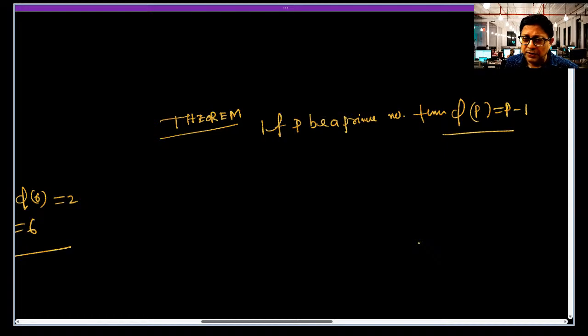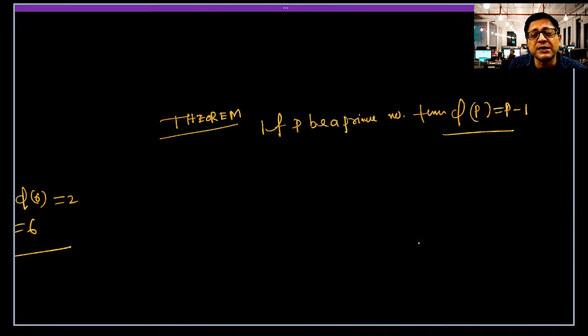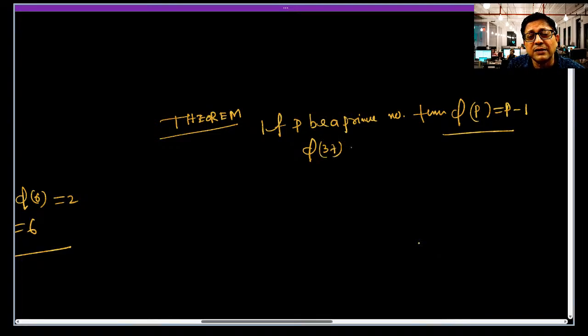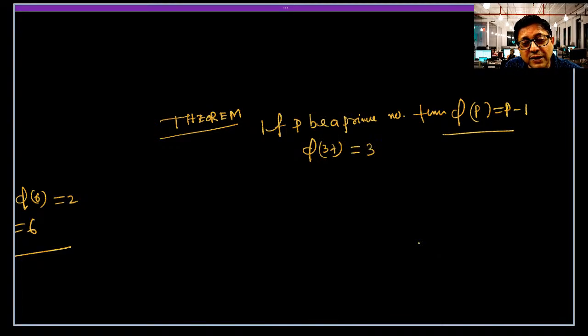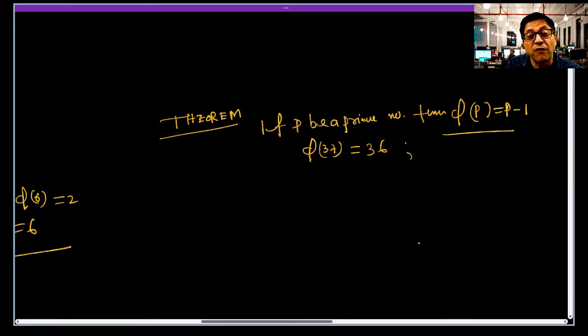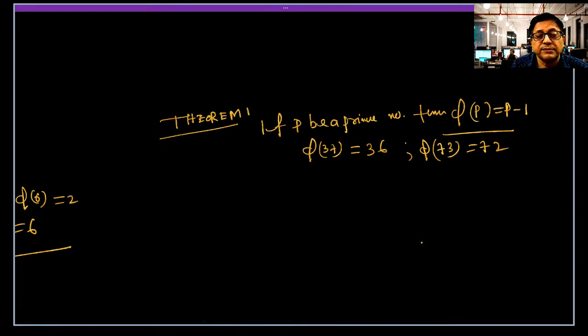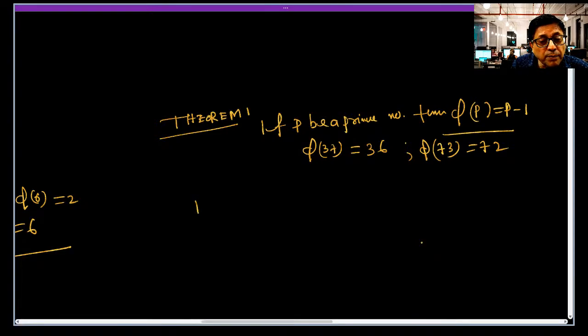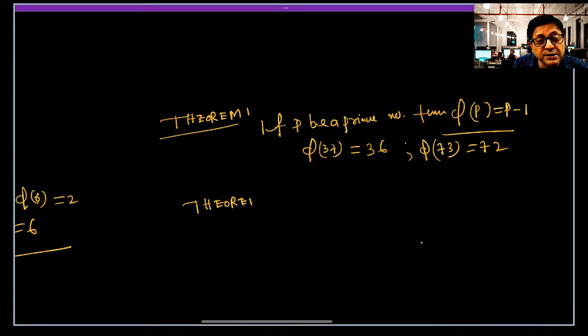Okay? Prime number, phi(p). So phi(37): all numbers less than that are prime to 37. That is 36. Phi(73): all numbers less than that will be prime to it, 72. So regarding prime numbers, everything is clear. Let us now look at numbers of this form, then we will generalize.